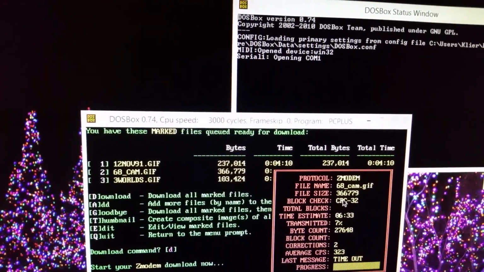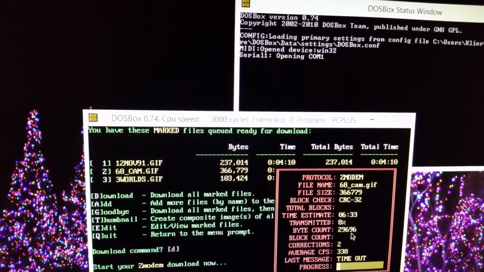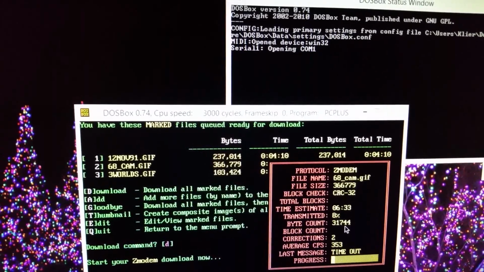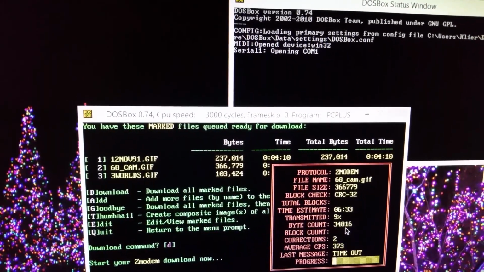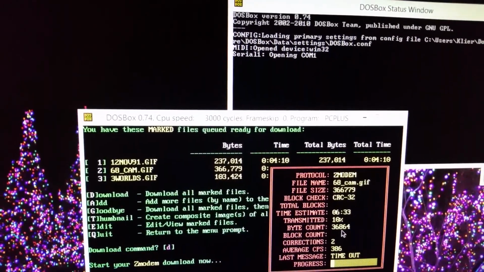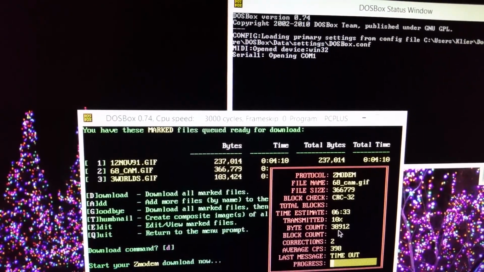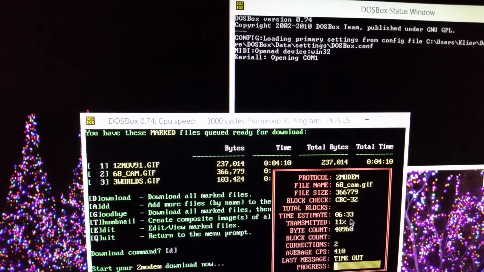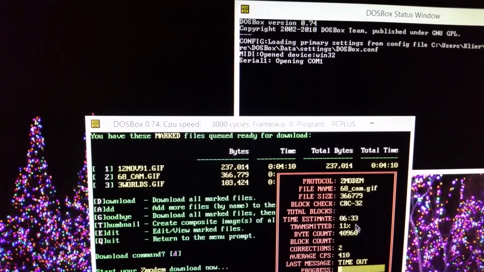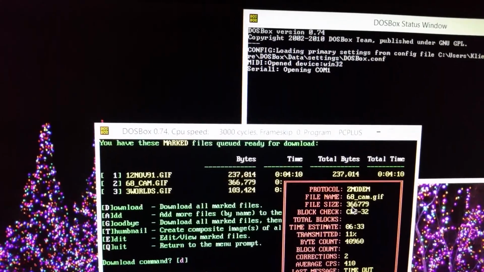This is a 366K file that would take a fraction of a second on any modern internet access. And at 9600 baud, as you can see, it's taking its time. About 6 minutes and 33 seconds left to transfer this one file.